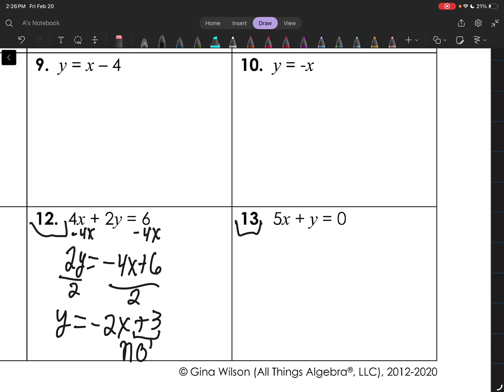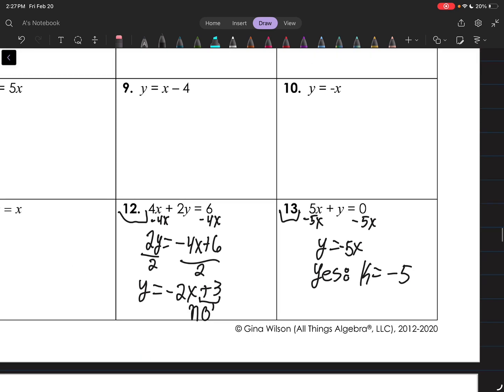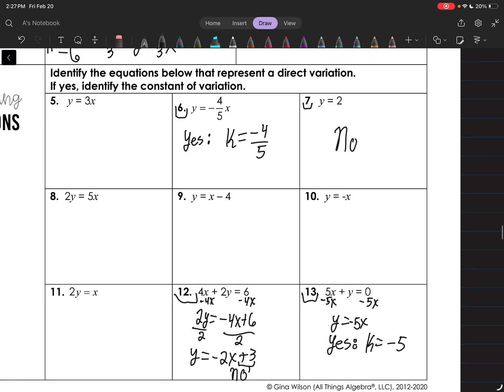Number 13. If I were to subtract 5x from both sides, y is equal to negative 5x. I do have direct variation. K is equal to negative 5. Go ahead and try 5 through 11.